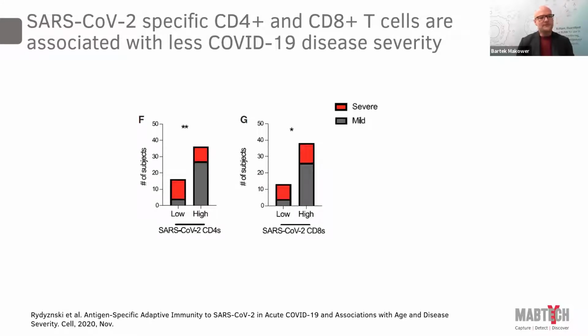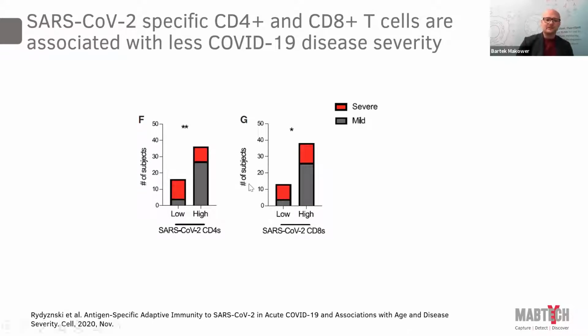So milder cases of acute COVID-19 have been associated with coordinated antibody, CD4 and CD8 T cell responses, whereas severe cases correlate with a lack of coordination of cellular and antibody responses, and also a delayed kinetic of the adaptive response. So this slide just shows some of that data published in Cell, showing that SARS-CoV-2 specific CD4 and CD8 T cells are associated with less COVID-19 disease severity.